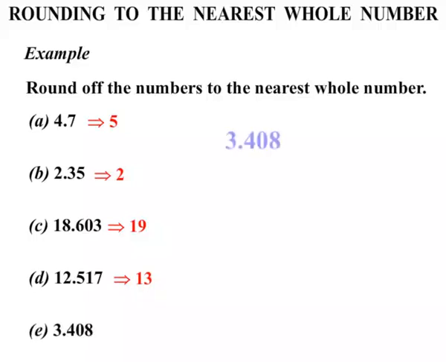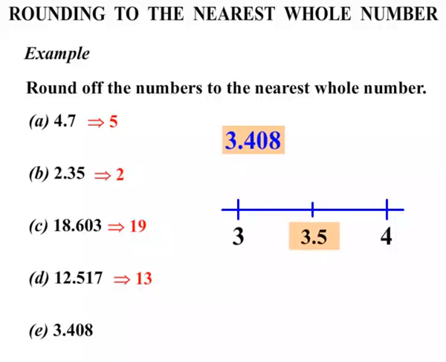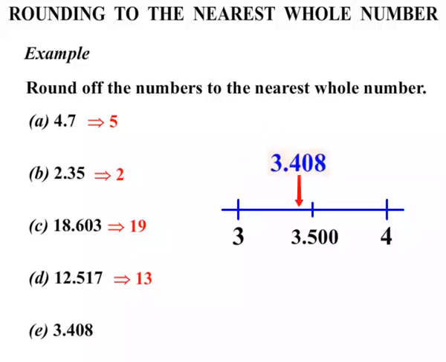3.408. There it is. So we're starting at 3, a little bit more than 3. So on our number line, 3 is the whole number to start with. Our next whole number is 4. And what's between 3 and 4? 3.5. Again, this one's got 3 decimal places, so let's rewrite or reconsider 3.5 as 3.500. And now where do we place the 3.408? Where do we place our number? Well, we place it right there.